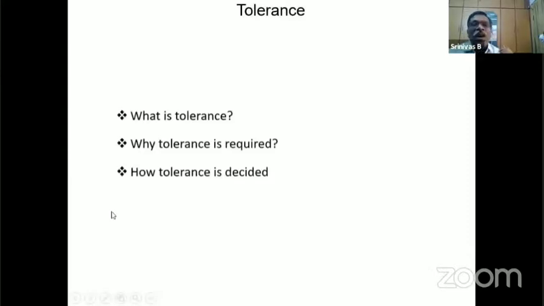I wanted answers for these 3 questions. Please see what is tolerance. I hope many of you must be knowing what this is. It is a permissible deviation allowed on a dimension, or you can call it the difference between the upper limit and lower limit. Do you agree? That is what is called tolerance.